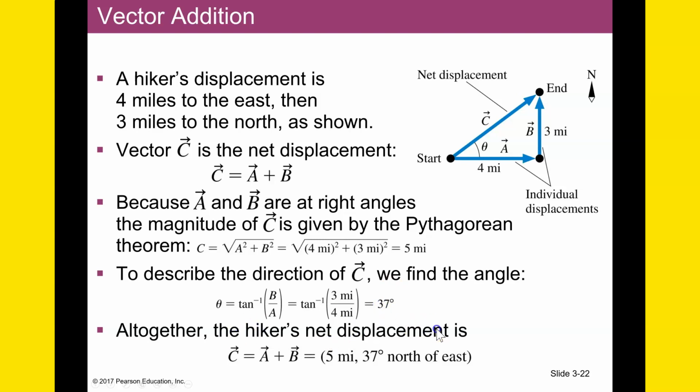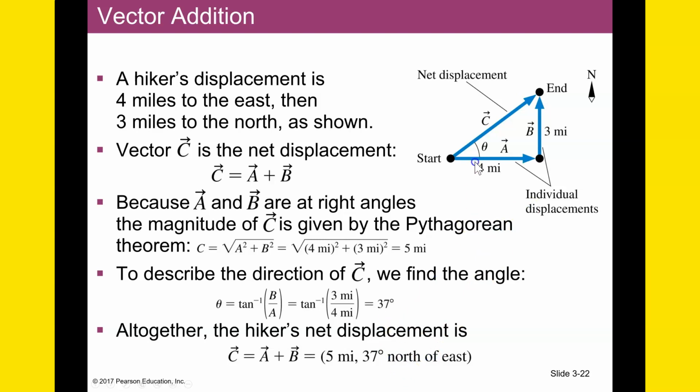So altogether, the hiker's net displacement vector is, if you did the Pythagorean theorem, you'd find it would be 5 miles. And then here's a much better way than just saying northeast, is to write it as an angle. 37 degrees. Notice they say north of east, and it's important to distinguish that between east of north.